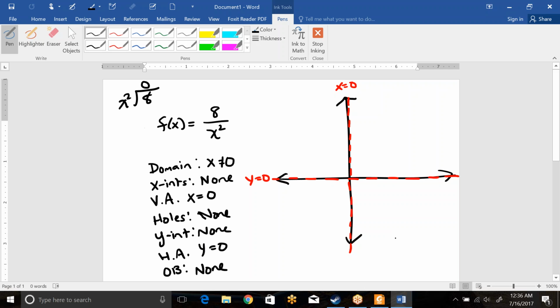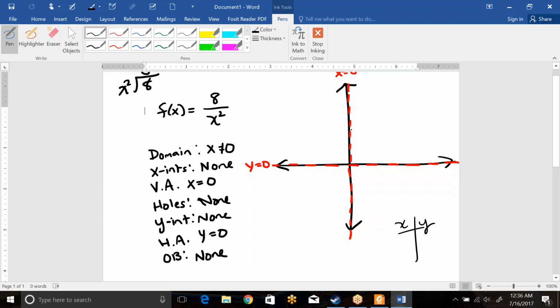So I'm going to pick points, pretty much just negatives and positives, so I have stuff on each side of this vertical asymptote. So maybe -2 and -1 and 1 and 2. We plug them in. So 8 divided by -2 squared, that's 8 divided by 4. So that's going to be 2. 8 divided by -1 squared, that's going to be 8 divided by 1. So that's just going to be 8. And these will actually be the same thing because it doesn't matter if it's positive or negative because you're squaring it. So they all end up positive.